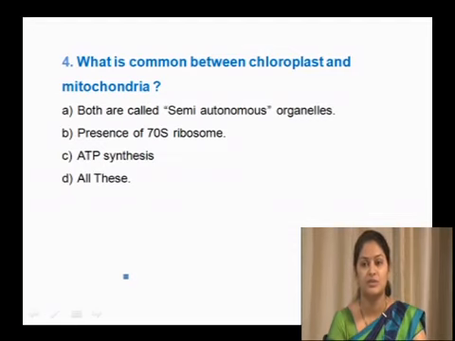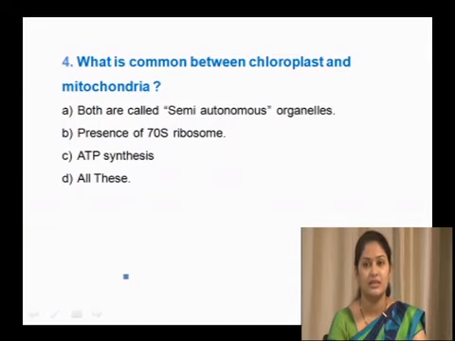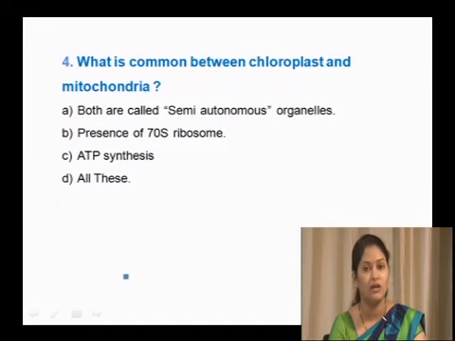Second option is presence of 70S ribosome. Yes, though these two organelles are found in eukaryotic cells, within these organelles we can find 70S ribosomes just like in bacterial cells. C, we can see ATP synthesis in both these organelles. Mitochondria go for the process of ATP synthesis called oxidative phosphorylation, and chloroplast will synthesize ATP by a process called photophosphorylation. So this question has the clear answer, that is D, all these.